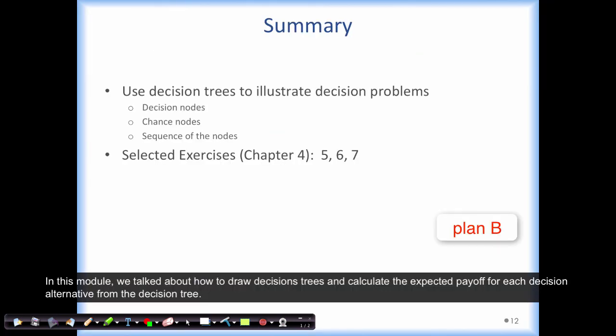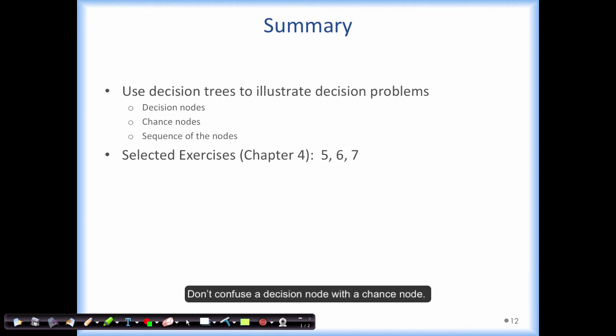In this module, we talk about how to draw a decision tree and calculate the expected payoff for each decision alternative from the decision tree. Make sure you don't confuse the decision node with a chance node. The decision node links to the alternatives that a decision maker can choose from. A chance node leads to uncertain outcomes that a decision maker has no control over.